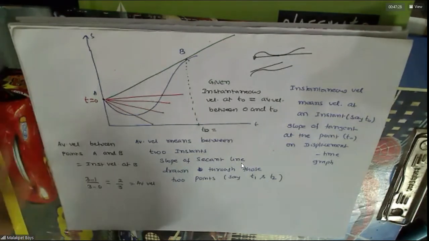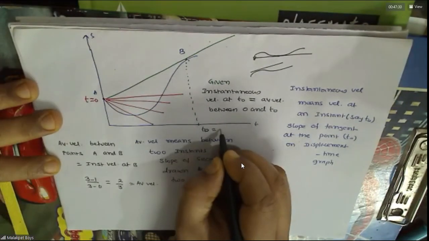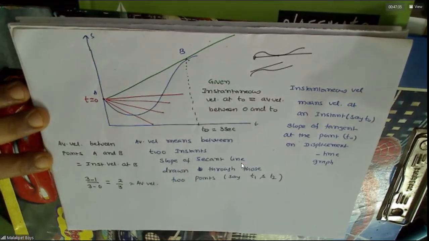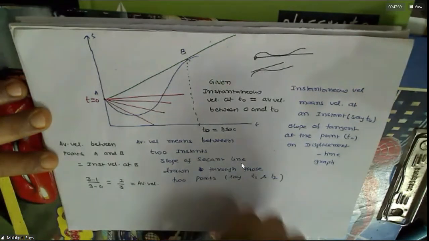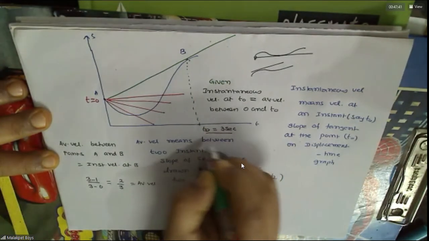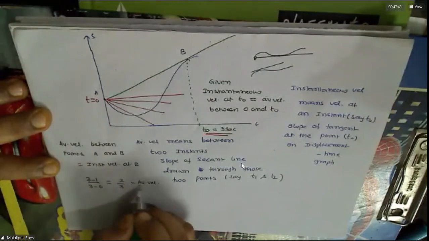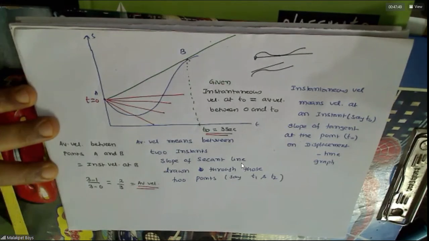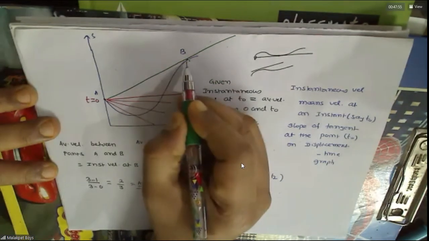And also we know that this is nothing but, from the graph, 3 seconds. Is it clear? Sir, that secant line should not intersect that curve, sir, that slope. Secant line should not intersect that slope, sir. You should not intersect this. I did not get you.